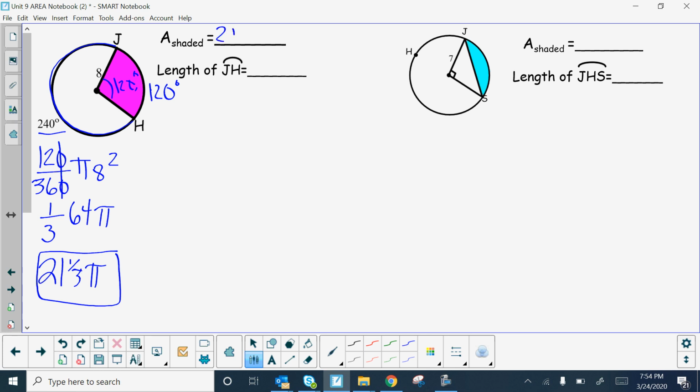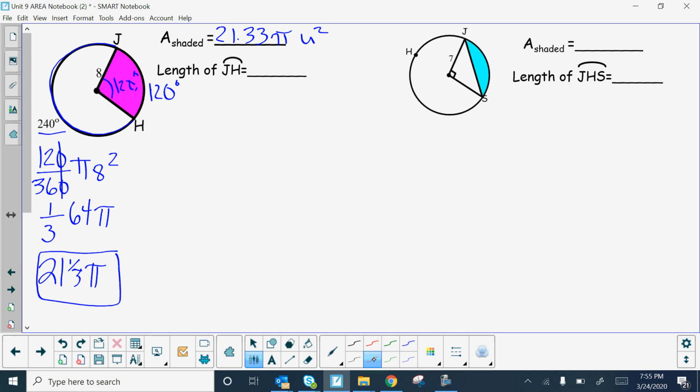So 21.33 pi. But of course, leaving it in fraction form is more accurate. And they didn't give us a unit, so we're just going to say units squared because we're finding area.